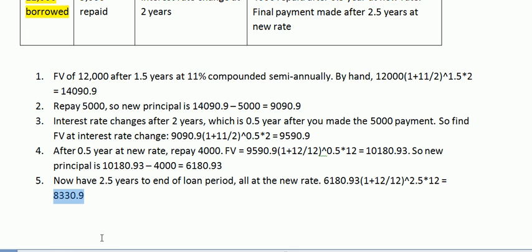I'd strongly suggest that you look at the question yourself and make out your own time plan. Make sure that you have all the dates and the payments clearly identified.